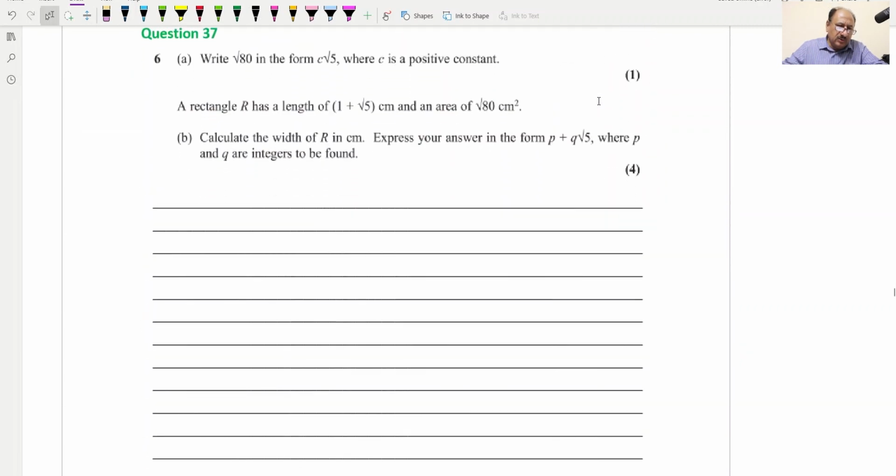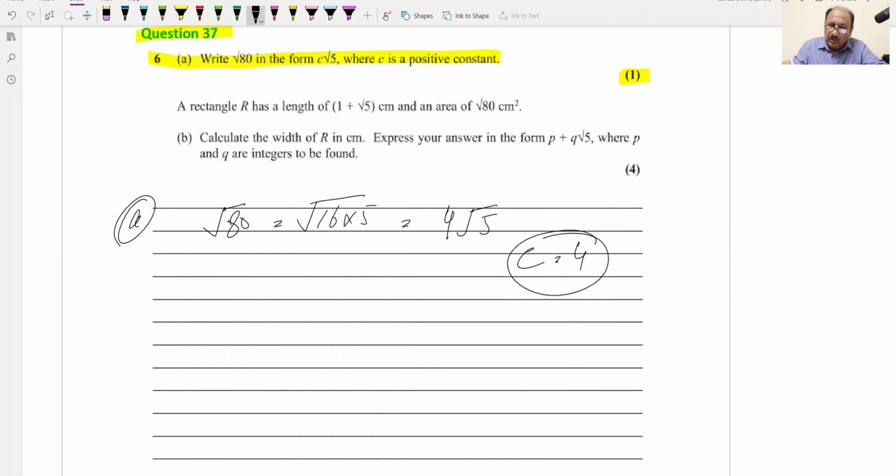Now this is question number 37 of this file, and this is question number 6 of the past paper. Write down under root 80 in the form of c under root 5, where c is a positive constant. This is a 1 mark question. So A part, we can write under root 80 as under root of 16 into 5, which we can write as 4 under root 5, and c value will be equal to 4. This will be our answer.